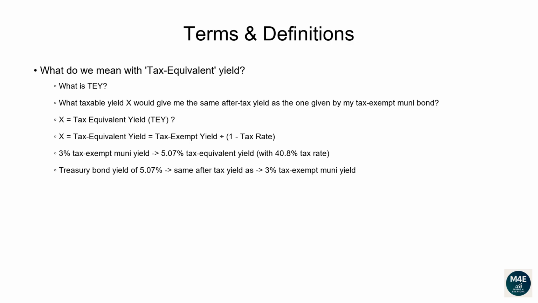The formula to compute the tax-equivalent yield is given by the muni tax-exempt yield divided by 1 minus tax rate. For example, if a muni bond yields 3%, and you're in the 40.8% tax bracket, the tax-equivalent yield would be 3% divided by 1 minus 40.8%. And that's equal to 5.07%. So a taxable bond like a US Treasury would need to yield at least 5.07% to match the yield of a tax-exempt muni bond currently yielding 3%.